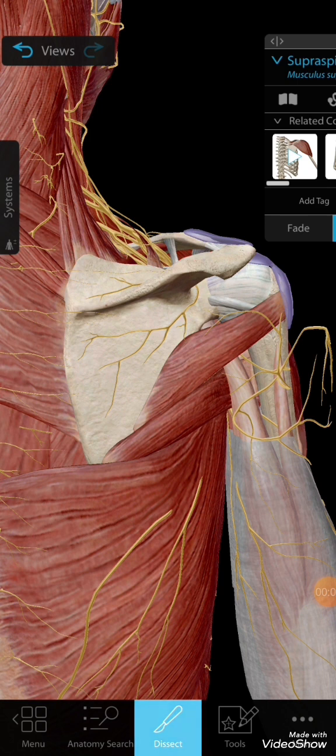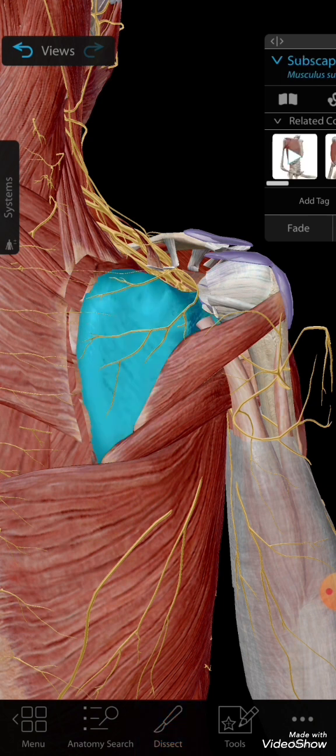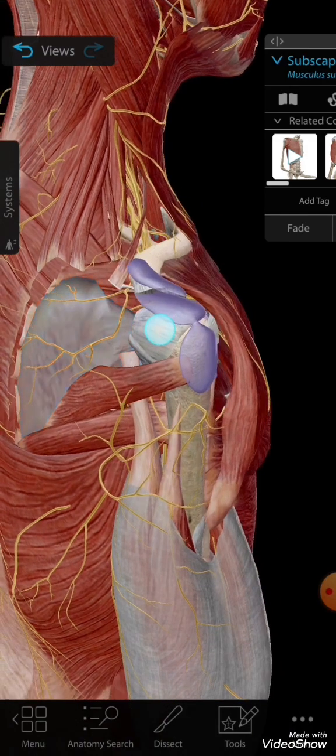subscapularis. If you see the ventral aspect of this scapula which I have bisected, you can see this subscapularis, that is getting origin from the medial 2/3 of the subscapular fossa, and if you concentrate, it is going to get insertion on the lesser tubercle of the humerus.